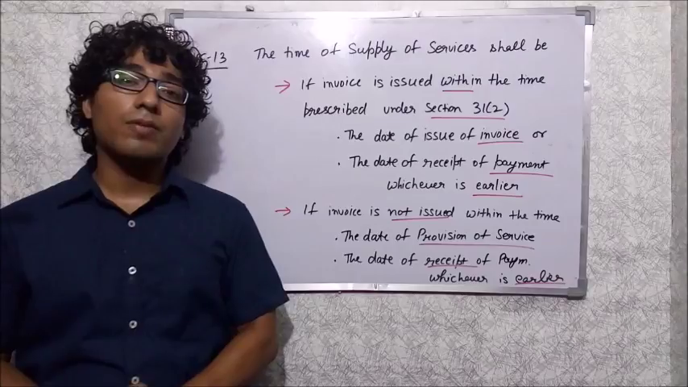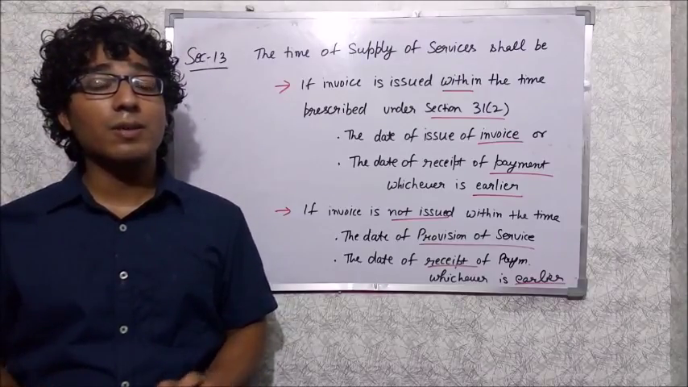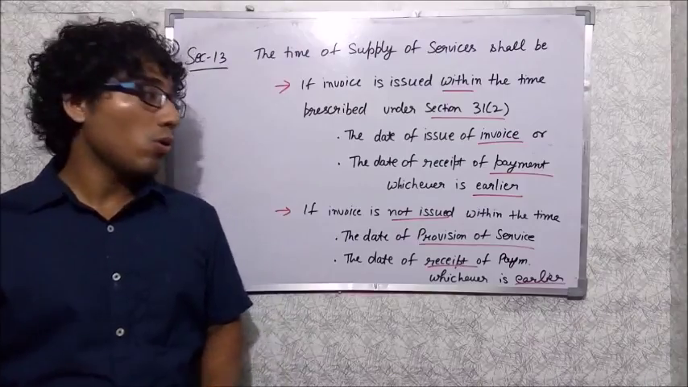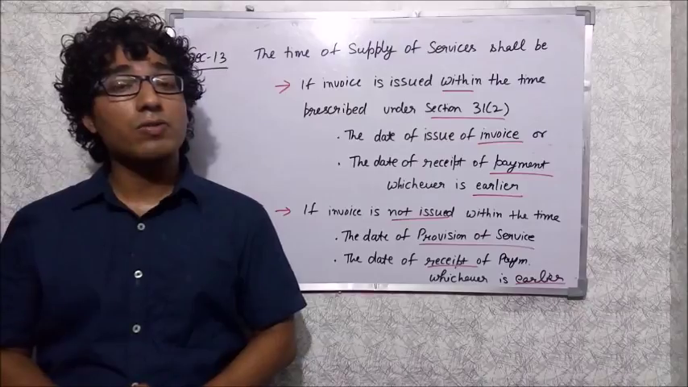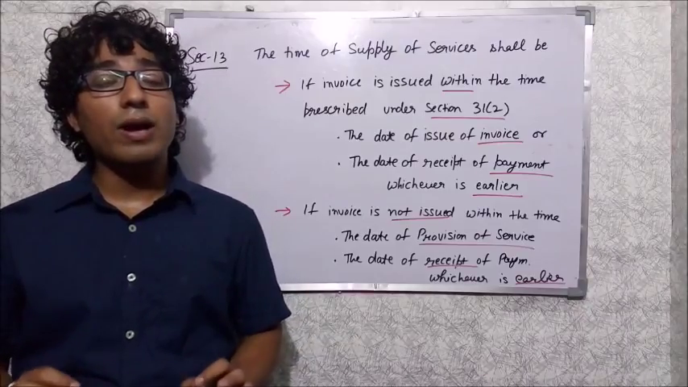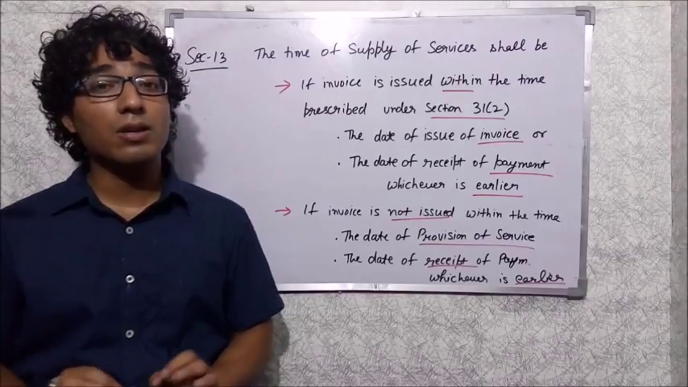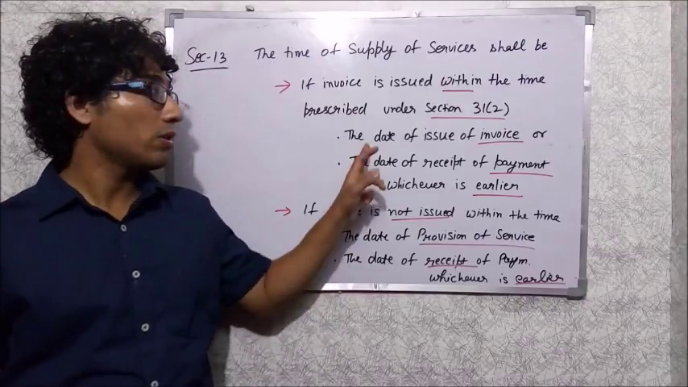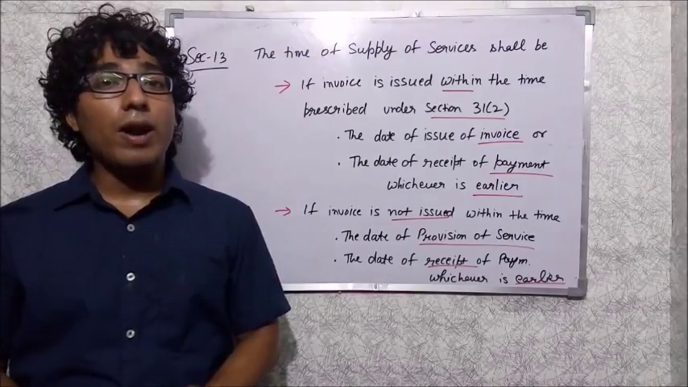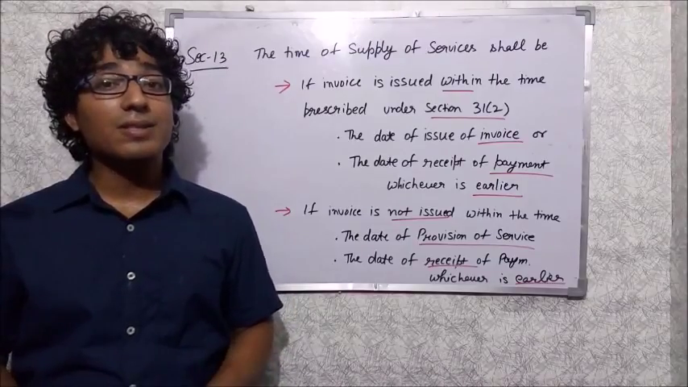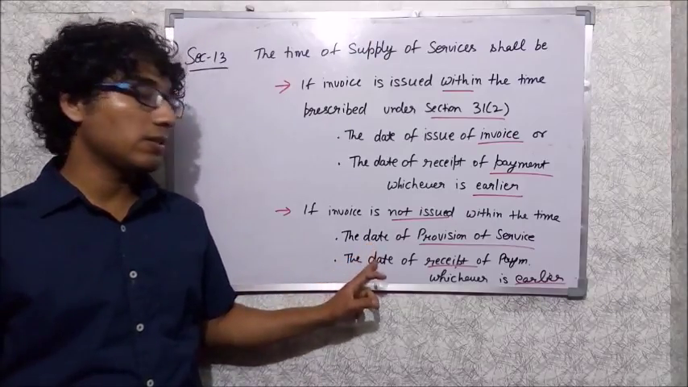And if the invoice is not issued within the time prescribed under section 31 subsection 2, then you have to follow the other situation. So there are two situations. The first situation is when the invoice is issued within the time prescribed under section 31 subsection 2, and the second is when the invoice is not issued within that time.